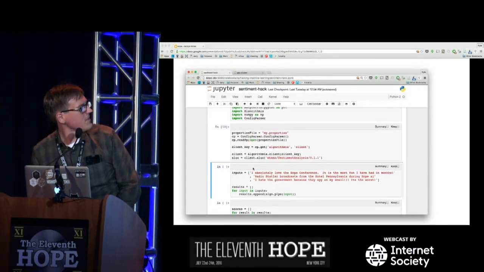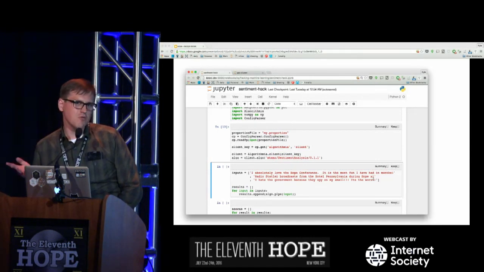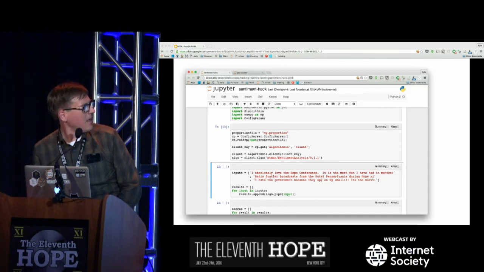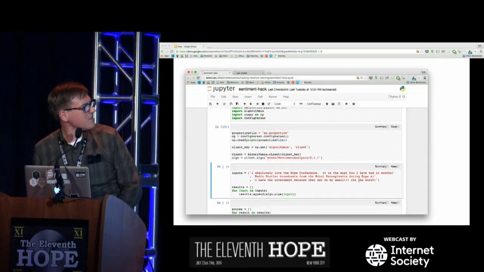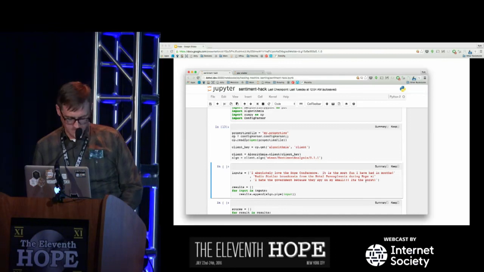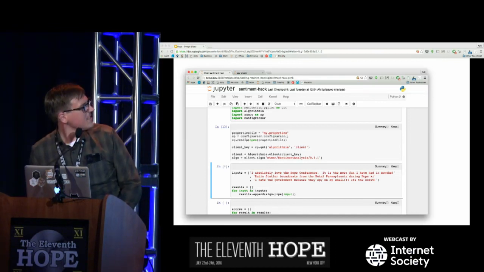Here are 3 inputs. I absolutely love the Hope Conference. It's the most fun I've had all in months. That we assume would be given a positive sentiment score. Radio Statler broadcast from the Hotel Pennsylvania doing Hope, maybe neutral, sort of positive. I hate the government because they spy on my email. It's the worst. We assume that would have a negative sentiment, at least if this is a good sentiment algorithm.